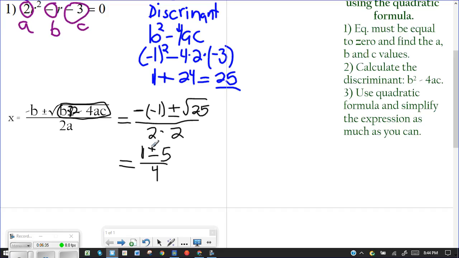Sometimes it wants to be positive, sometimes it wants to be negative. So what I'm going to do is look at both cases. Case number 1 is, what would the answer be if the 5 is positive 5?